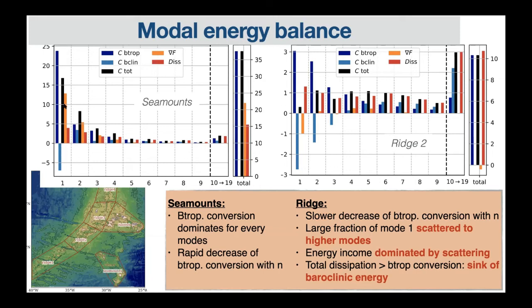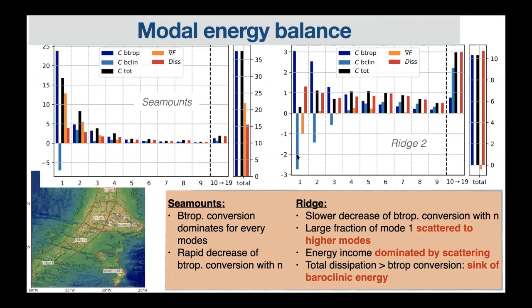And you see that if you look at the seamounts, you have baroclinic scattering that is, relatively speaking, less active compared to the ridge subdomain, where you have a very strong, very active baroclinic scattering. For mode 1, for instance, the input of barotropic tide is almost completely lost through baroclinic scattering.